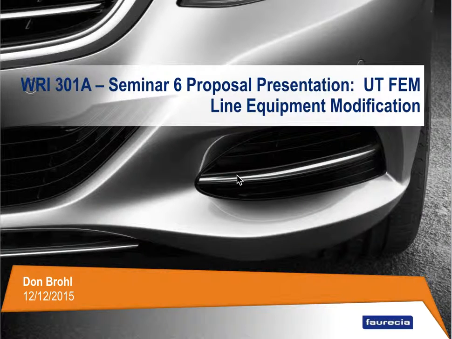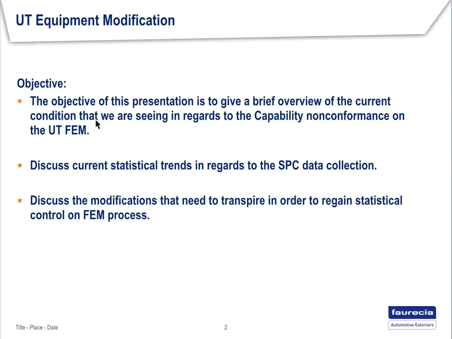Welcome to the meeting in regards to the modifications that we need to make on the UT front-end module production line, in particular Station 50. The objective of this meeting is to give a brief overview of the current condition that we're seeing in regards to the capability nonconformance on the UT front-end module. Within the last 4 weeks, we've noticed that we've had some issues with nonconformances, in particular to Station 50.